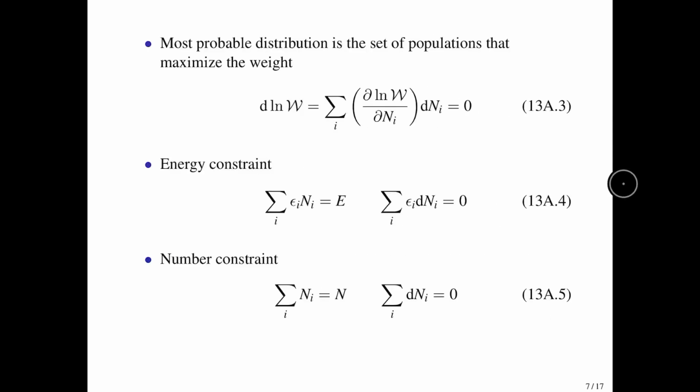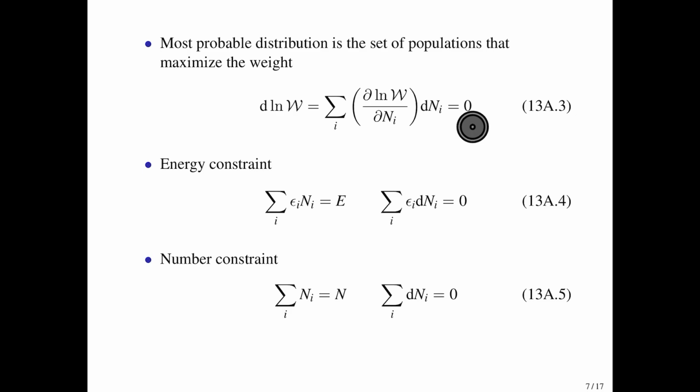Here, this is the idea of maximizing the statistical weight for a given set of n values. So this is a calculus problem. What are the n values for which this quantity, for which the natural log of W is maximized? And so you take the derivative of the quantity that you want to maximize and set it equal to 0.